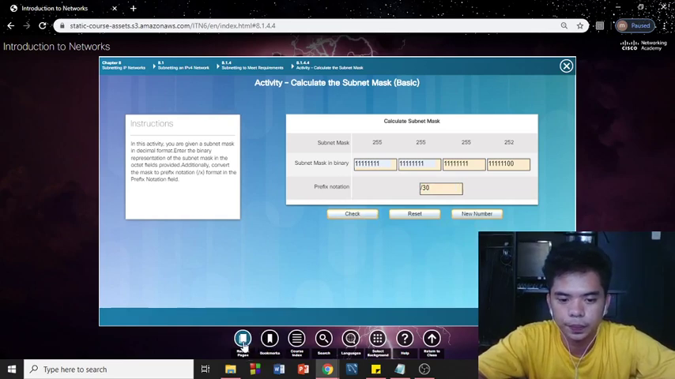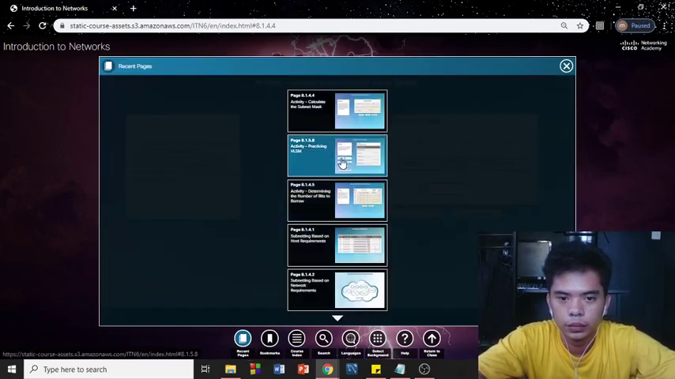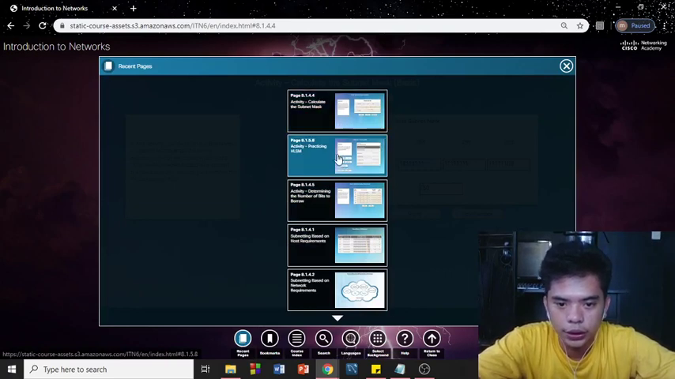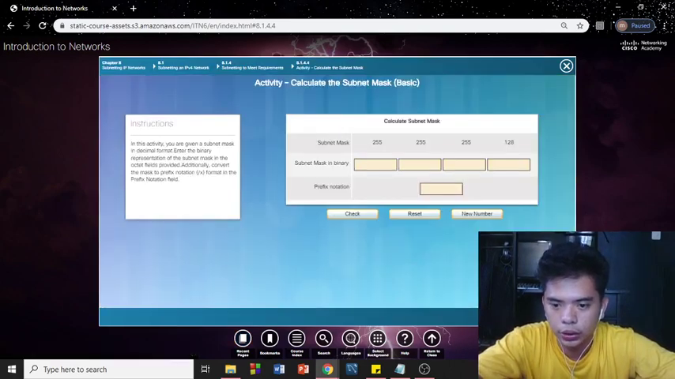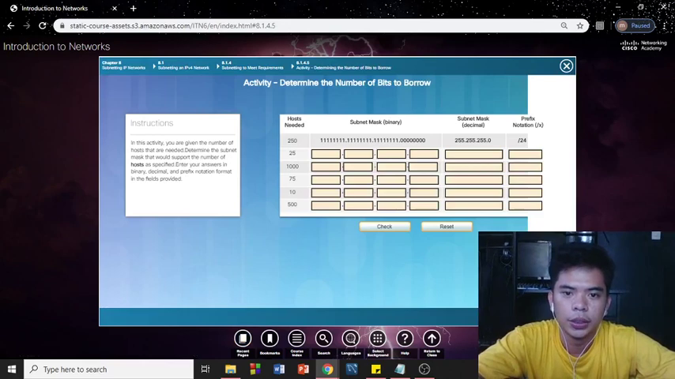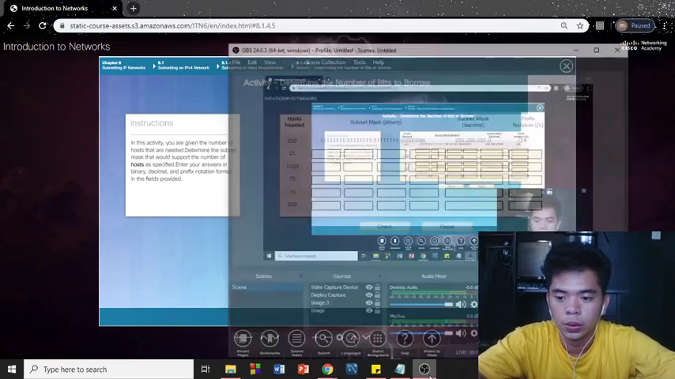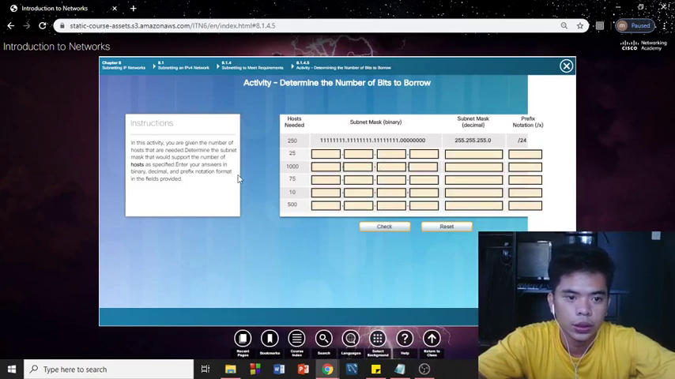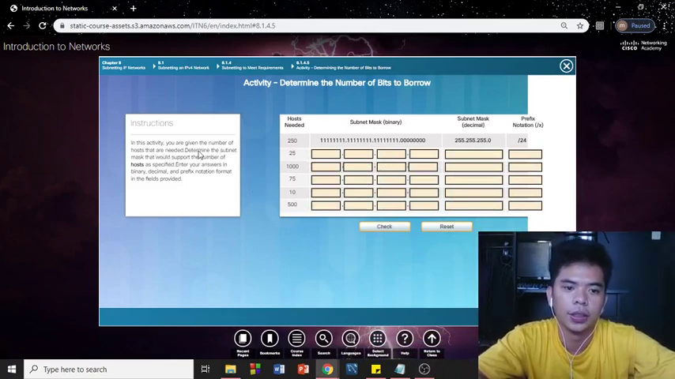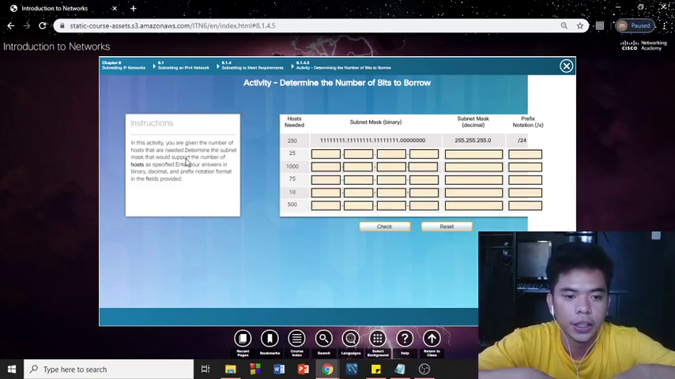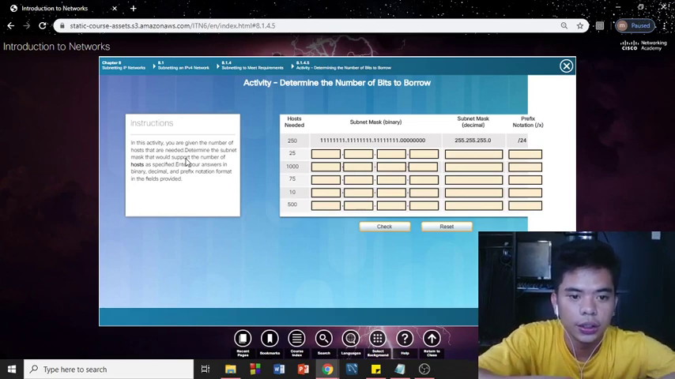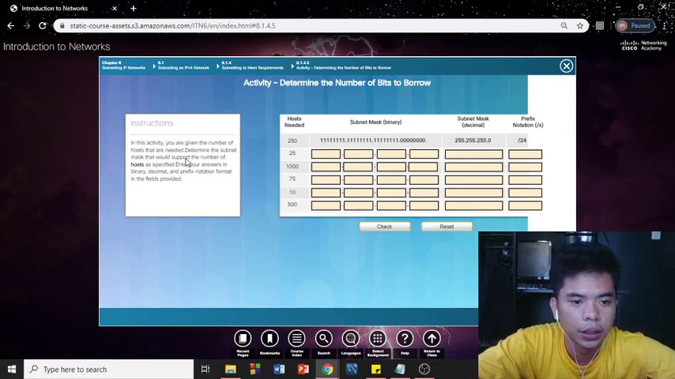The activity is practicing, calculate that one. Determine the number of bits to borrow. So in this activity, you're given the number of hosts that are needed to determine the subnet mask that would support the number of hosts specified. Enter your answers in binary and decimal.